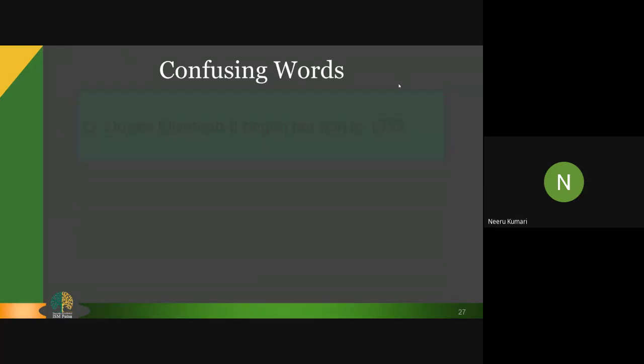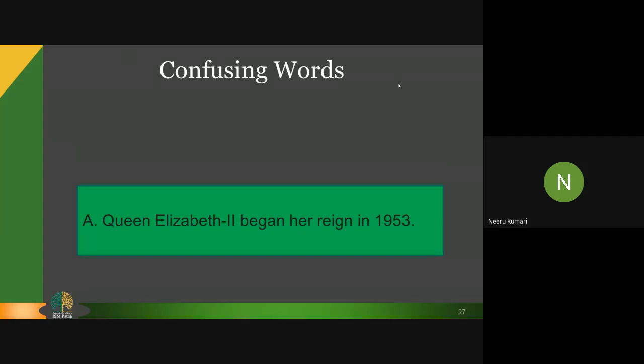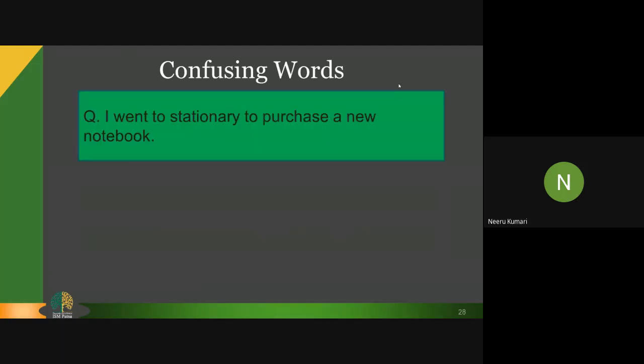Now, the right word, REIGN, talks about the period at which the queen started ruling, all right? The exact date, the exact year in which the queen or the king started ruling, we call it a reign. So don't get confused again with these two words, REIN and REIGN. Very important. The next one.